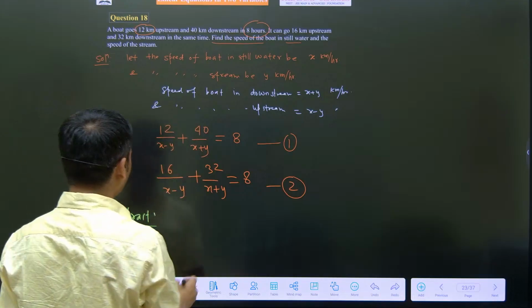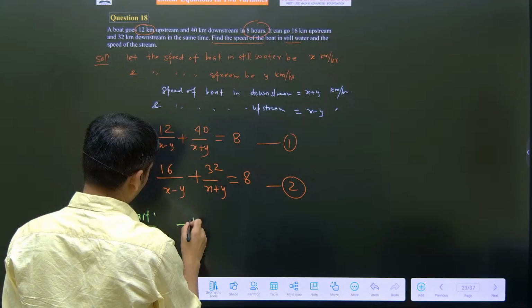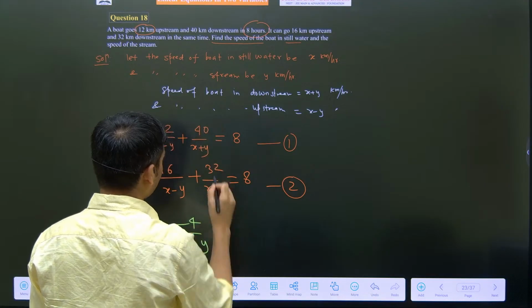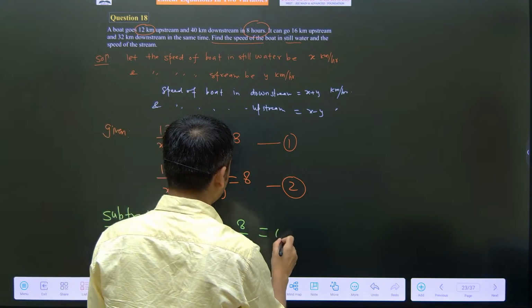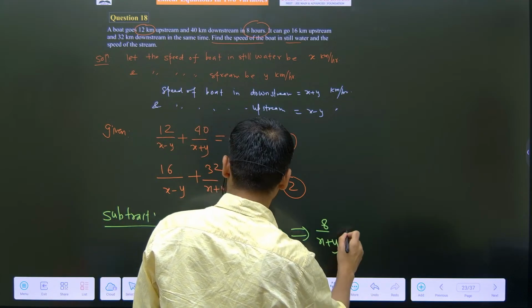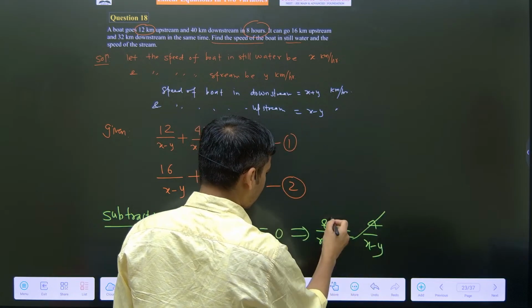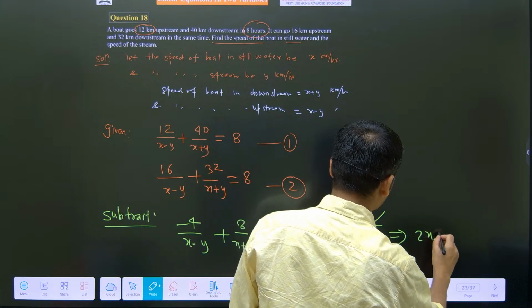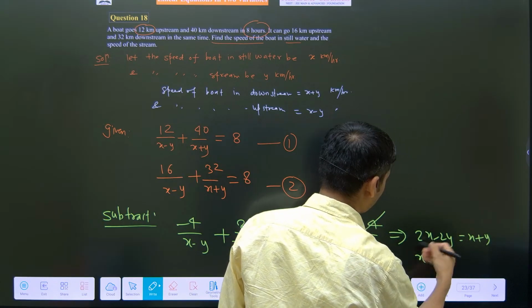So if I subtract, we get 12 minus 16. The denominator is the same, so minus 4 upon x minus y. And when we subtract, this plus 40 minus 32 will be 8 upon x plus y. And right inside it is 0. So when we simplify, 8 upon x plus y is equal to 4 upon x minus y. We can cancel this by 2 and then cross multiply. So we get 2x minus 2y is equal to x plus y. What are we getting? x is equal to 3y.